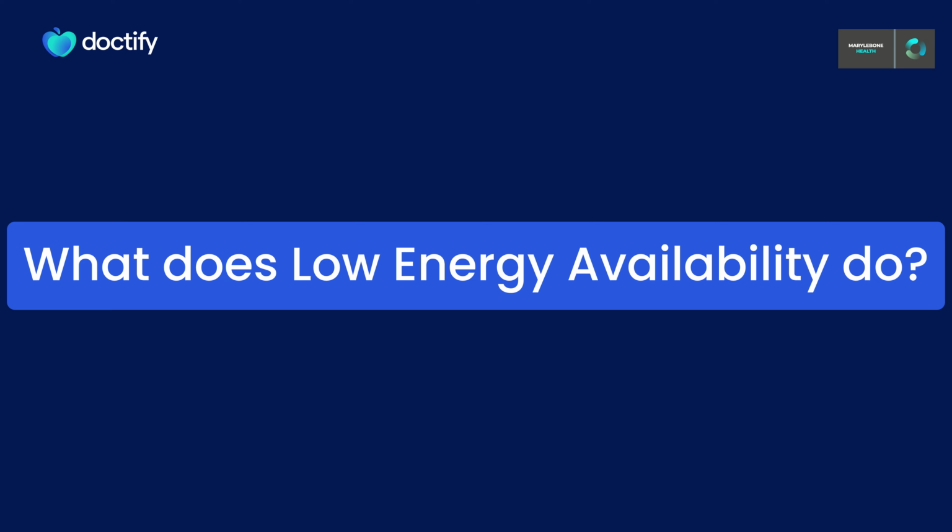So what does low energy availability do? Well, acutely in the short term, it can affect our endocrine system, which is the system that produces all of our hormones, which can impact a wide variety of our tissues. It can affect our metabolic and physiological functioning, which can be triggered in a very short space of time within 5 days of low energy availability.